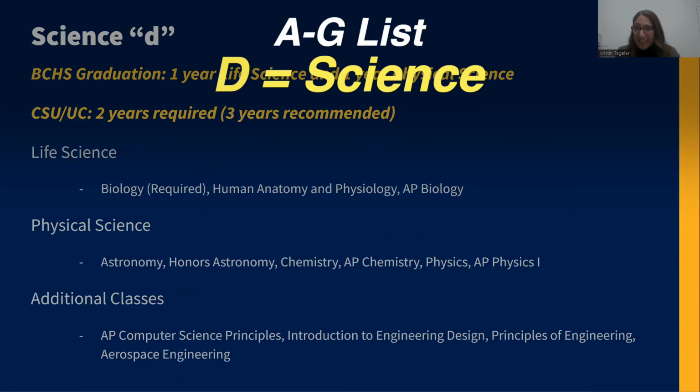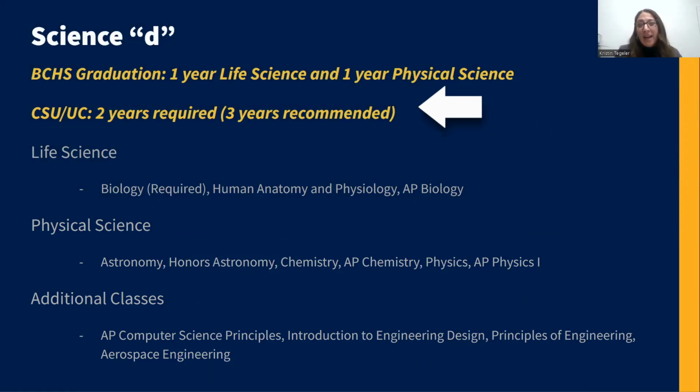Okay, let's move on to our sciences. Both for graduation and for the UC Cal State requirements, we're looking at 2 years, 1 life and 1 physical science. But as you see with those UCs and Cal States, they really do recommend 3 years. I also want to give a shout out to those out-of-state colleges that our students might be considering. Many other states actually require 3 years. So we're in California on the lower end, just requiring 2.